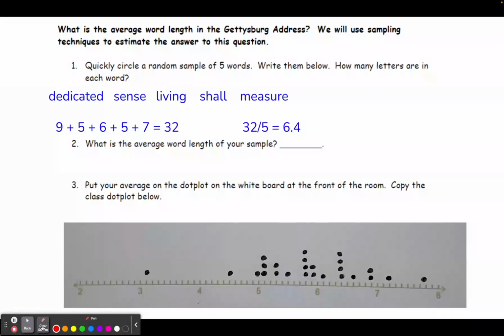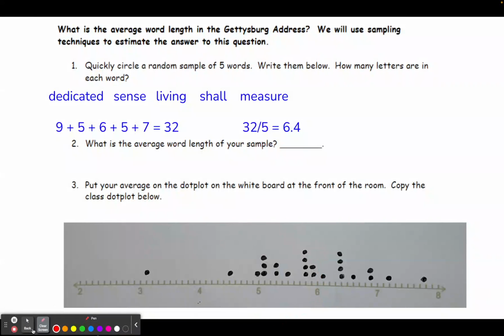I would say that probably the typical value or the center of this distribution was right here at about 6. So we could say, based on this dot plot, that the average word length in the Gettysburg Address might be somewhere around 6 letters per word.